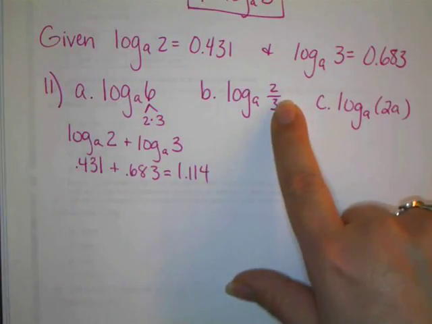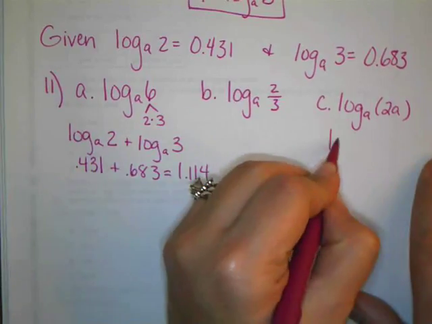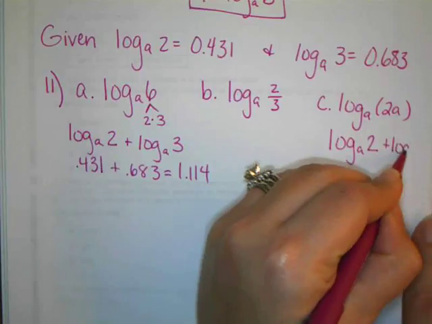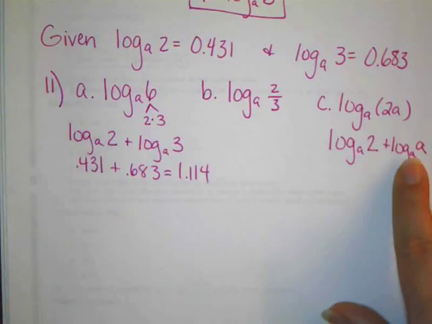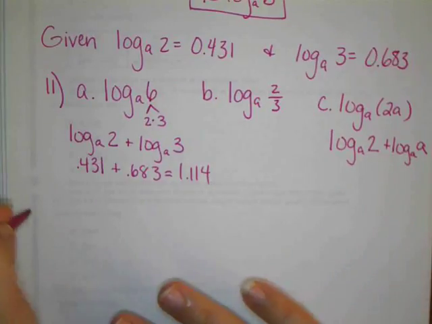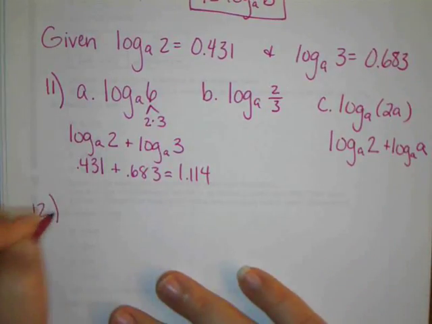So here's the hint here. You would just use the quotient rule. And I'll get you started here. Log base A of 2 plus log base A of A. Go back to your rules if you forgot what happens here. I need you to finish those. I will be checking them.